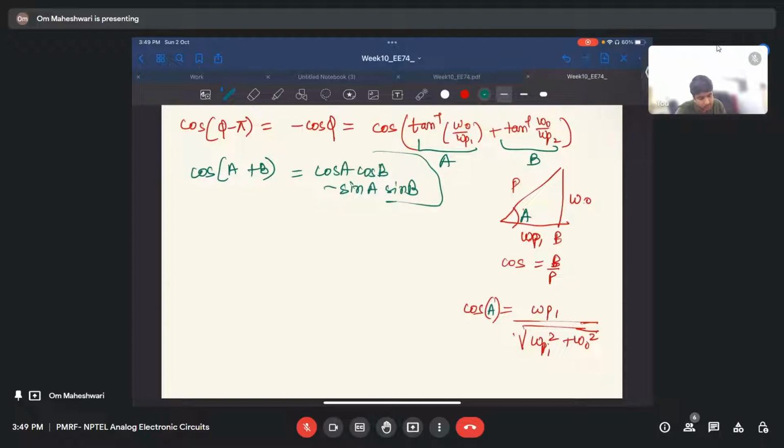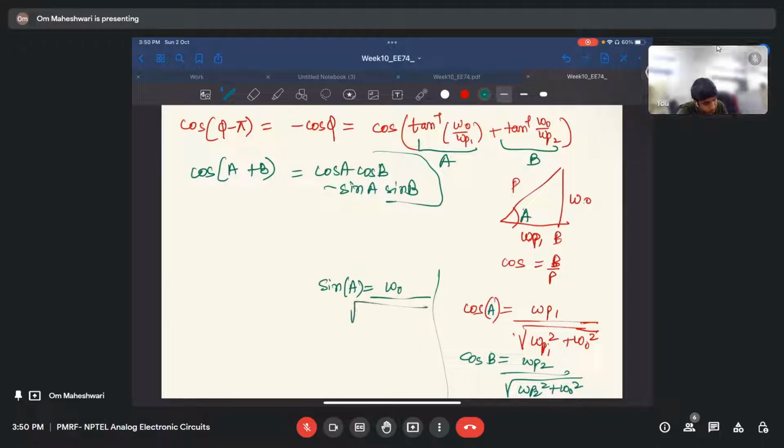So similarly we will find cos B equal to omega p2 by under root of omega p2 square plus omega naught square. And similarly sin A will be omega naught by under root of omega p1 square plus omega naught square, and sin B is omega naught by under root of omega p2 square plus omega naught square.